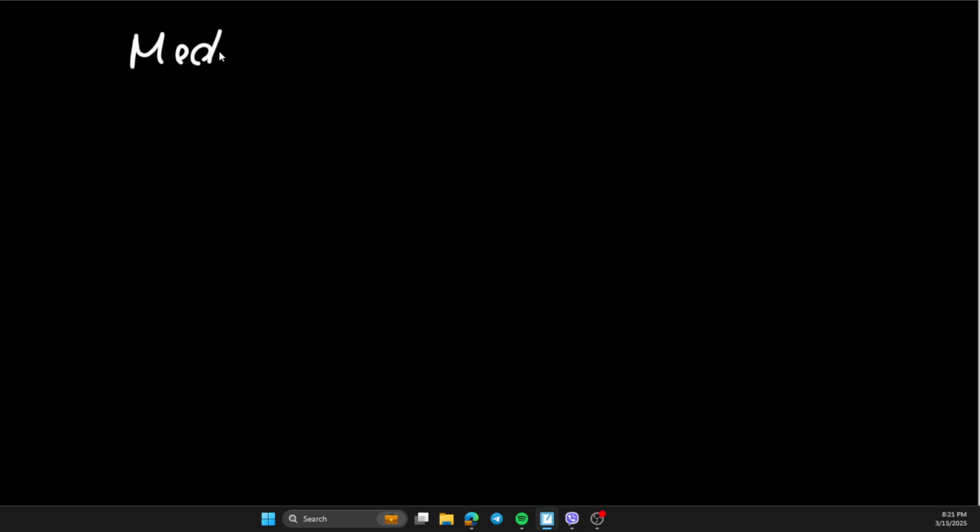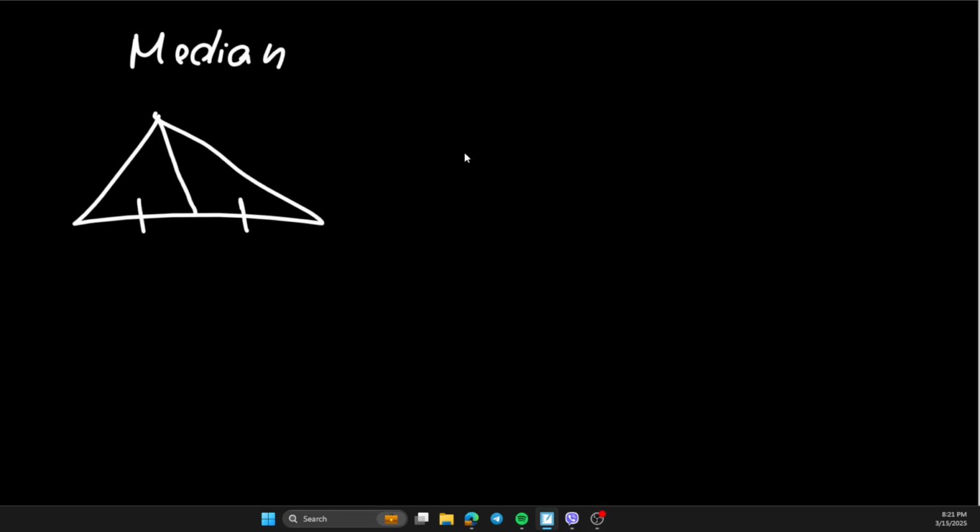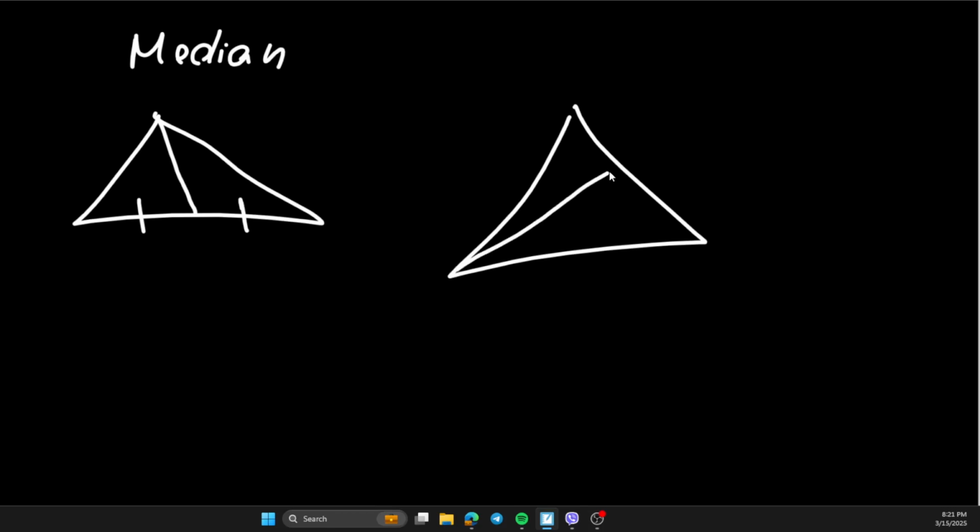Next, you have a median. If a bisector splits the angle into two halves, the median just splits the side that it falls on into two halves. So if it goes like this, it splits it like that. If it goes, I don't know, like this, then it splits like that. It splits the side that it falls on into two parts. Alright?